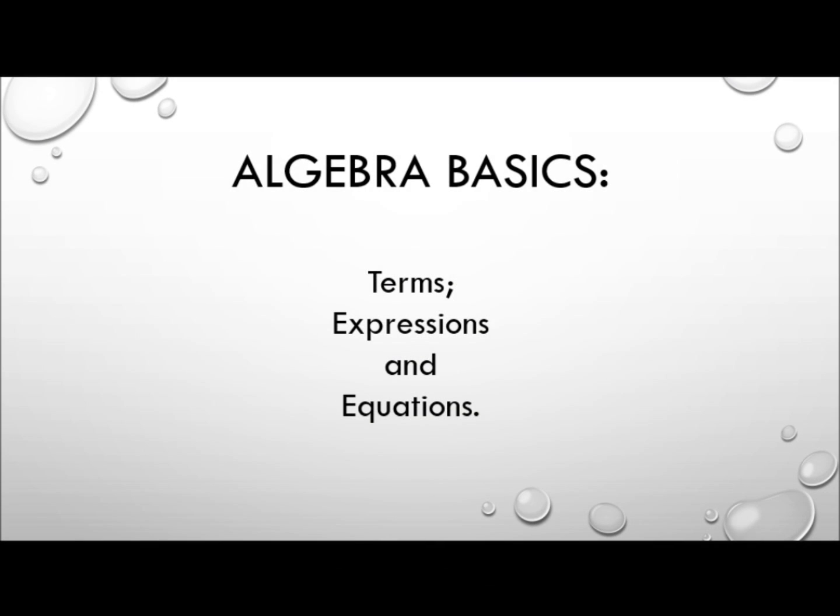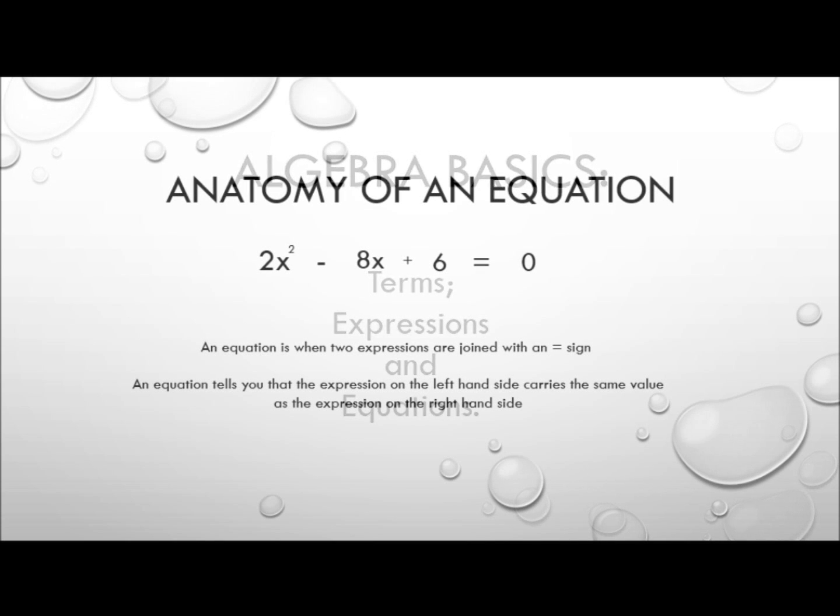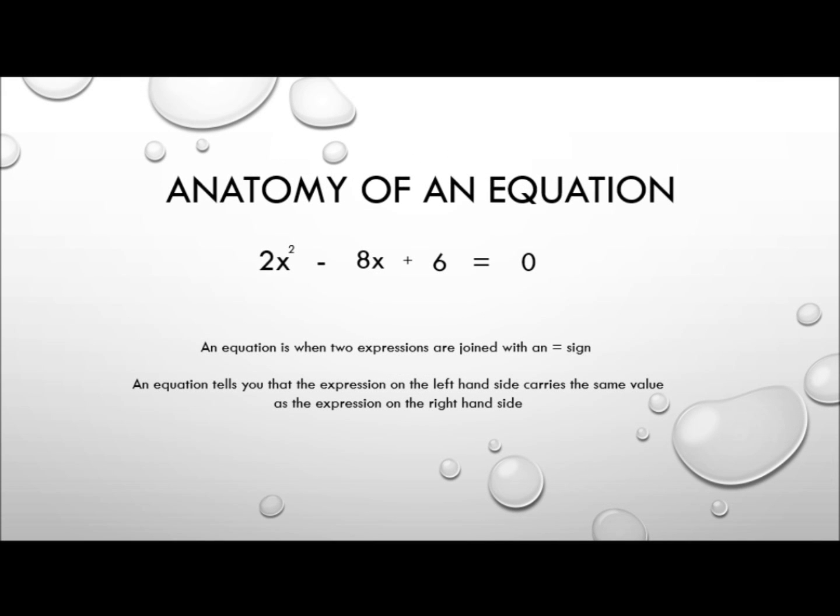In this video we're going to be covering some of the basics of algebra, the definition of terms, expressions and equations. Okay, so let's start off by picking apart an equation and looking at how it's built up. An equation is when two expressions are joined together with an equal sign. An equation tells you that the expression on the left-hand side carries the same value as the expression on the right-hand side.